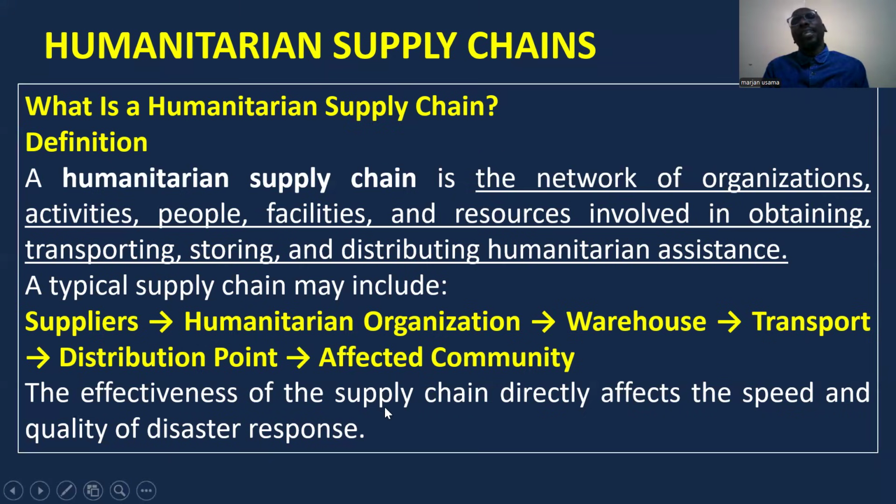So the effectiveness of the supply chain directly affects the speed and quality. Underline those two words: the speed and quality of disaster response. So if there is any problem in this supply chain, people are going to lose life. We are not going to deliver the food and the medicine on time. So we have to ensure that in this supply chain, each and every stakeholder plays their part.